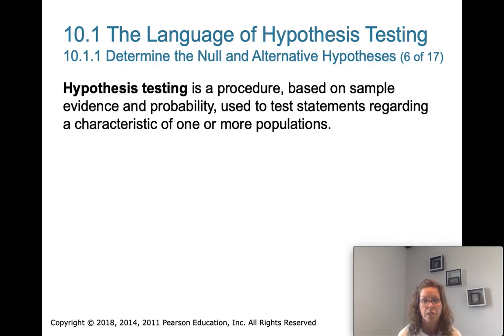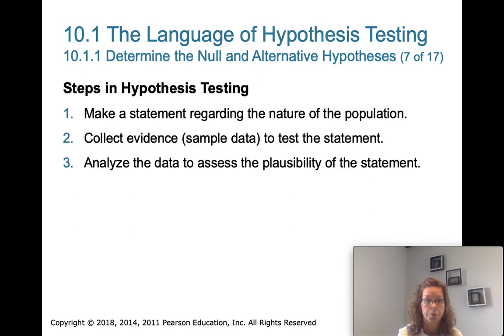Hypothesis testing is a procedure that's based on sample evidence and probability. It's used to test statements regarding a characteristic of one or more populations. Here are our steps. The first thing we're going to do is make a statement regarding the nature of the population. We have to begin by saying, why are we doing this anyway, and what do we think the outcome will be?